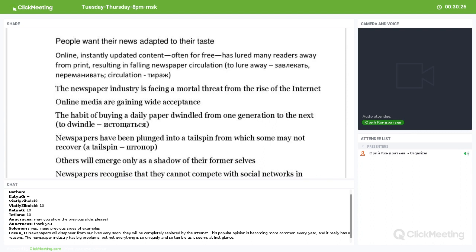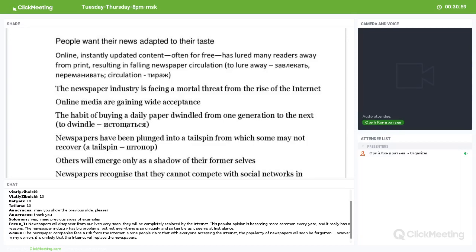Okay, so Yelena has written, newspapers will disappear from our lives very soon. They will be completely replaced by the internet. This popular opinion is becoming more common every year, and it really has reasons. If you say reasons, you don't need to say because reasons is plural. The newspaper industry has big problems, but not everything is so uniquely and so terrible as it seems at first glance. Okay, not everything is so unique. You don't need to say uniquely because after the verb to be, you use an adjective and not an adverb.